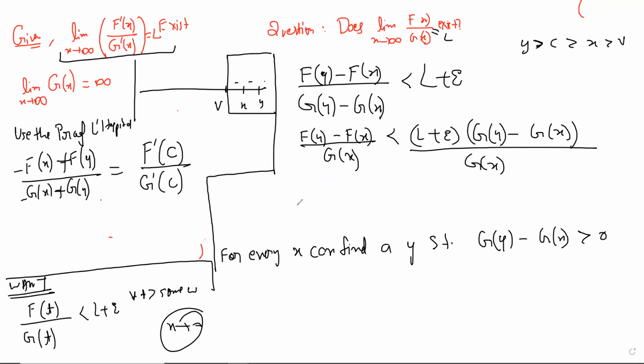Right. So this is what we have. So now if we simplify it, then what do we get? What do we get if we simplify? So the y is bigger than x. And let's see. So we get fy by gx.